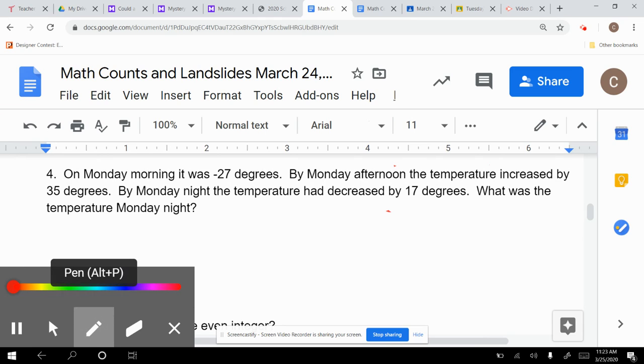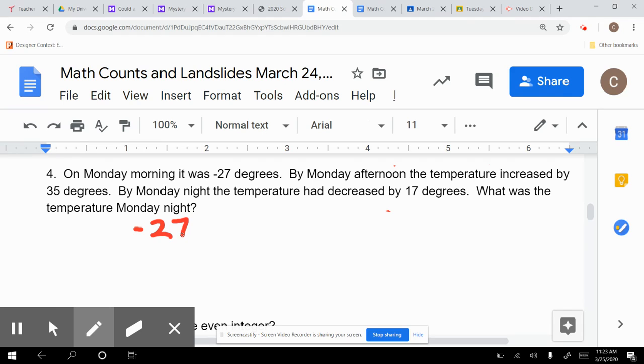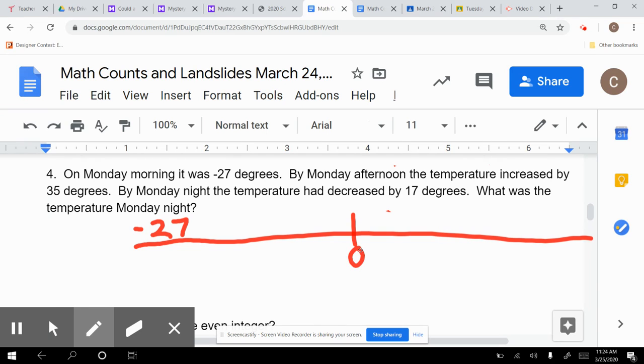Okay, so on Monday morning, it was negative 27. Let's put negative 27 all the way over here on the number line. This number line extends both into negative integers and to positive integers, okay? So we're going to call this 0. So we are going to count up by 35 degrees. So when you count up 27, it gets you to 0, but I still have to count 8 more, which puts me at 8. That was by the afternoon.